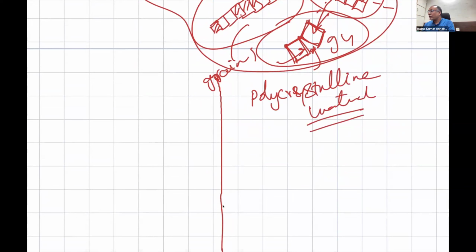What so far we have: if you have a crystal in which all unit cells are oriented in the same fashion, that means you will have only one grain, because there is no incompatibility between adjacent grains, because all the unit cells are arranged in the single orientation. Then such a crystal is called a single crystal material.